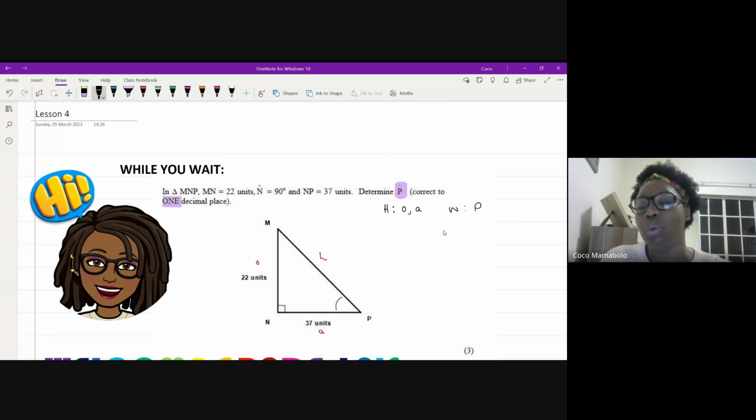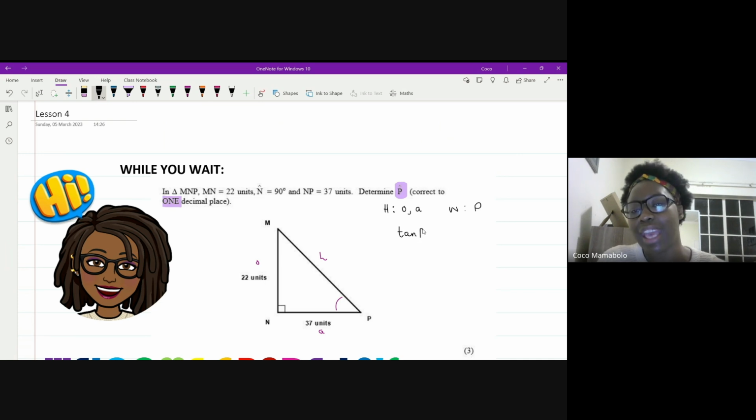Because I want an angle, what do I need to click? Anybody remember? I want an angle, therefore I must shift. Yay, I must shift angle. Lovely. Good. So I'm going to use tan. I'm going to use TOA.